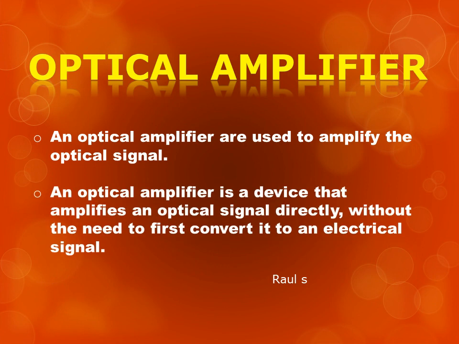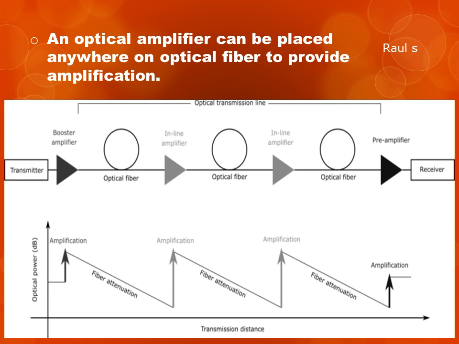Optical amplifier. An optical amplifier is used to amplify the optical signal. An optical amplifier is a device that amplifies an optical signal directly, without the need to first convert it to an electrical signal. An optical amplifier can be placed anywhere on optical fiber to provide amplification. See the diagram below showing inline amplifier, preamplifier, and booster amplifiers in the transmission line.